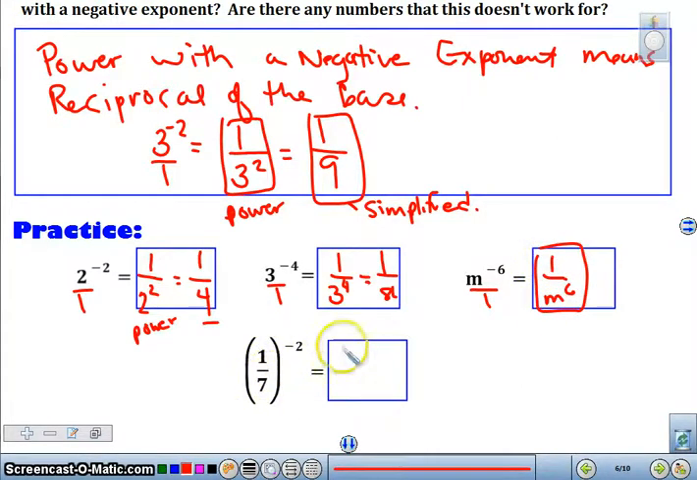Here, when we have that negative exponent, we have to take the reciprocal of 1/7, which is 7 over 1. It is now to the second power. Notice when you take the reciprocal, it changes. So we now have 49 over 1, which is simply 49.